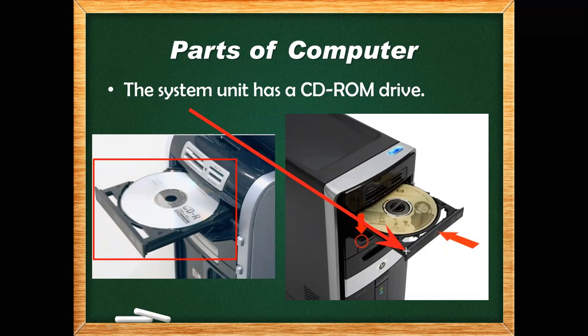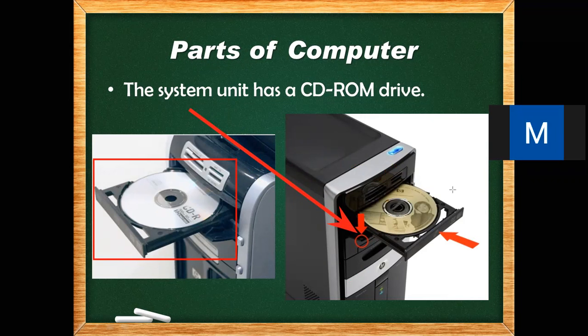So do we have to press the big button or the small button? We have to press the small button. Then what happens when you press the small button? The CD-ROM tray will come out. The tray comes out from the system unit.